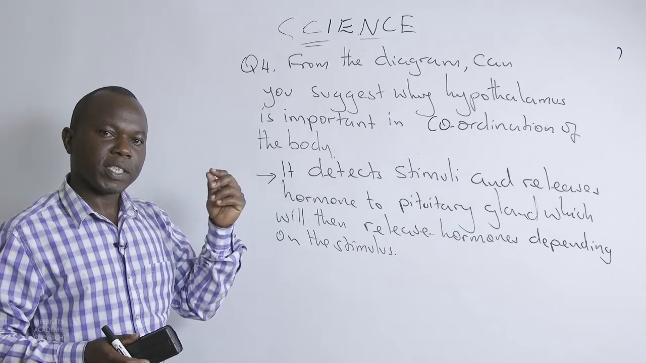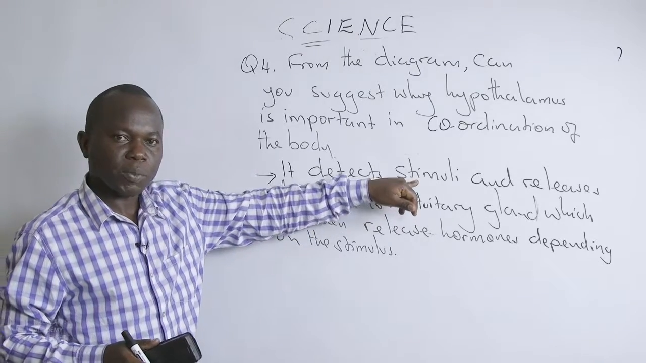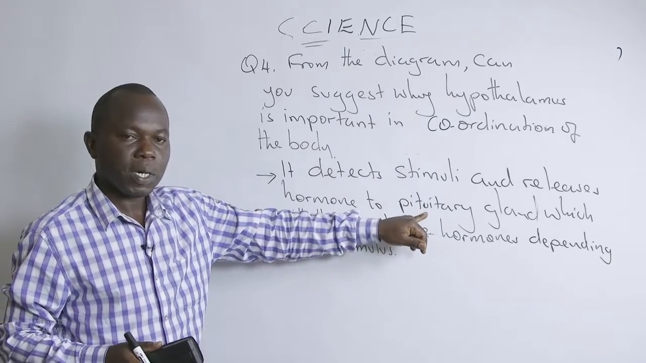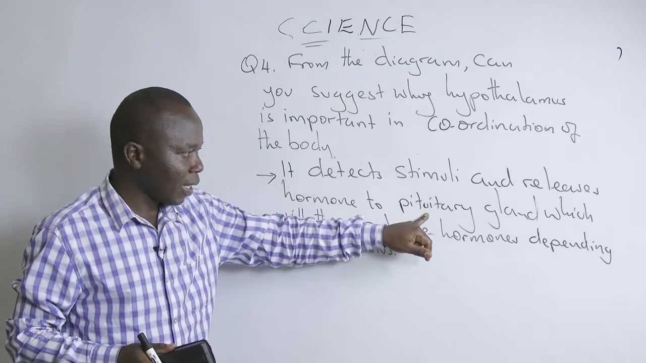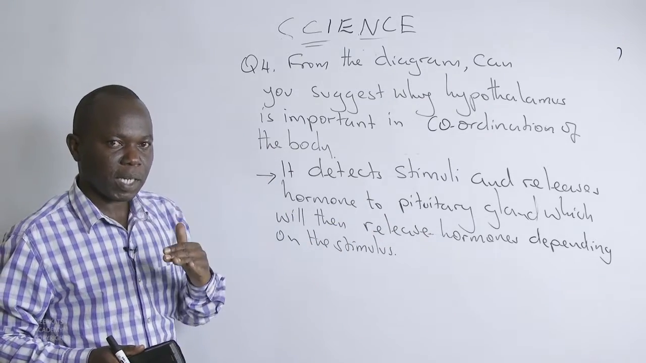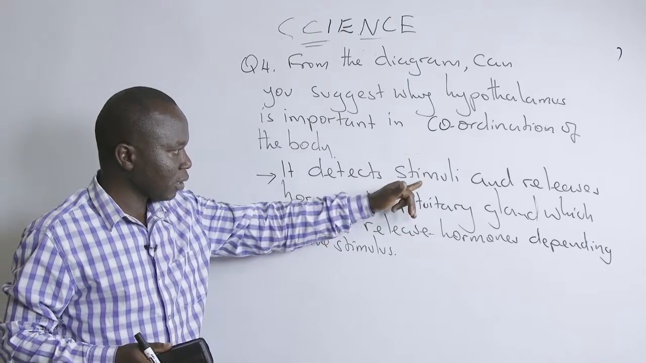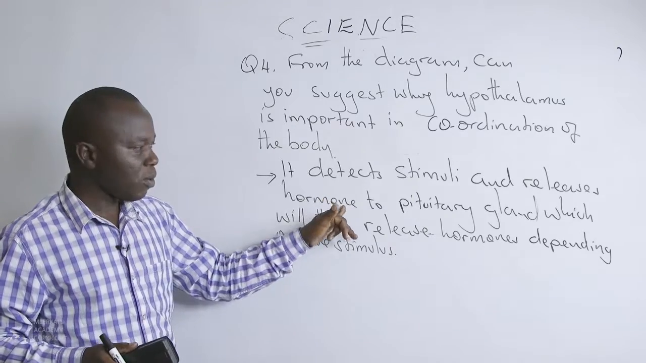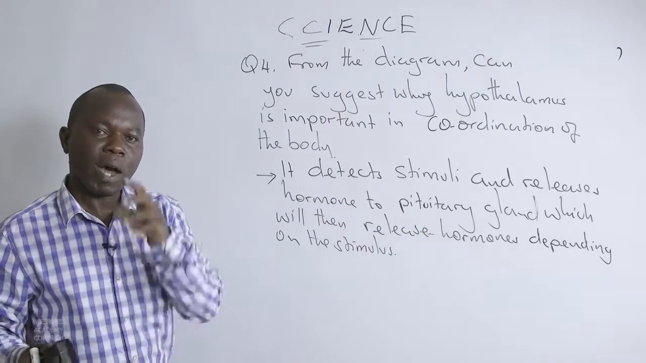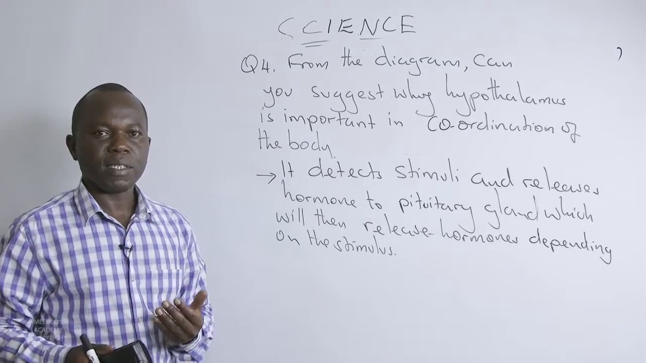Hypothalamus will be the first one to detect that. So the stimuli will be low osmotic pressure, and then it will release a hormone to the pituitary gland. So the hypothalamus has detected low osmotic pressure in the blood. It detects the stimuli and releases a hormone to the pituitary gland. The pituitary gland will now release a hormone that will regulate the amount of water in the body.